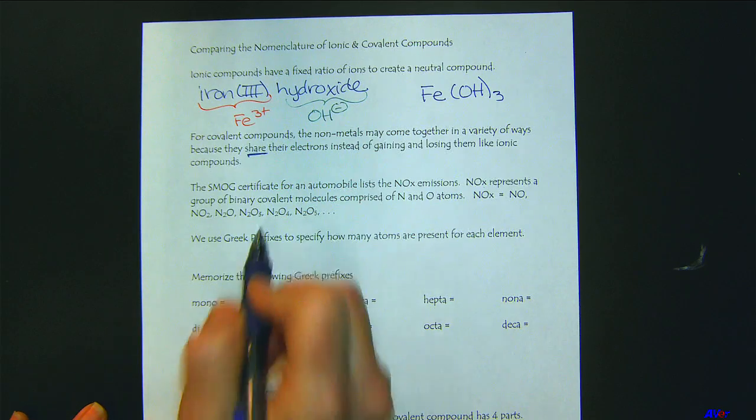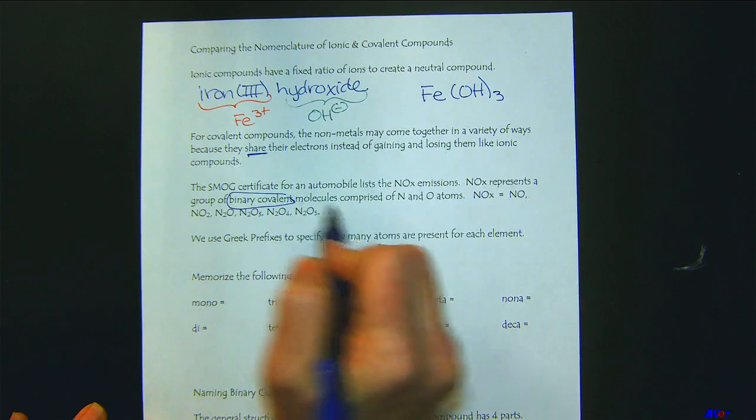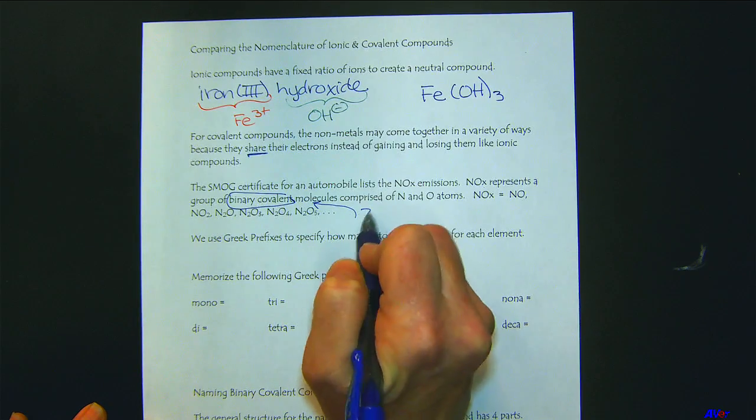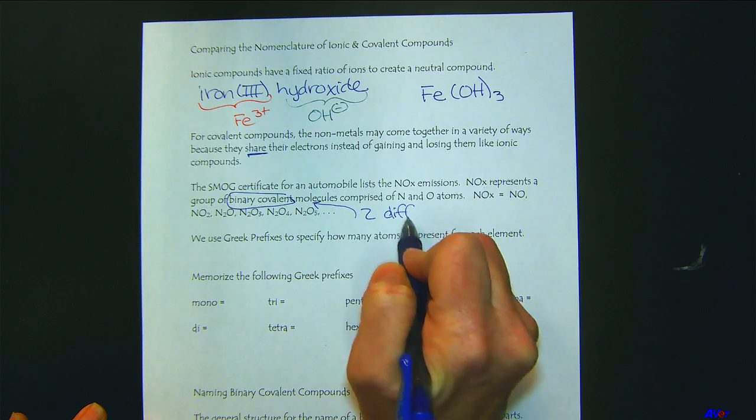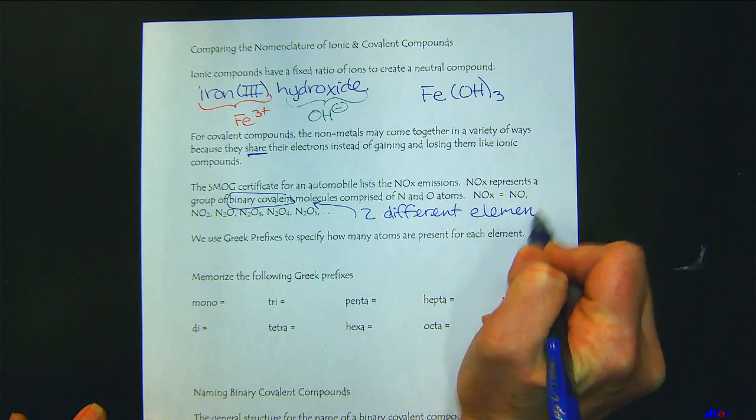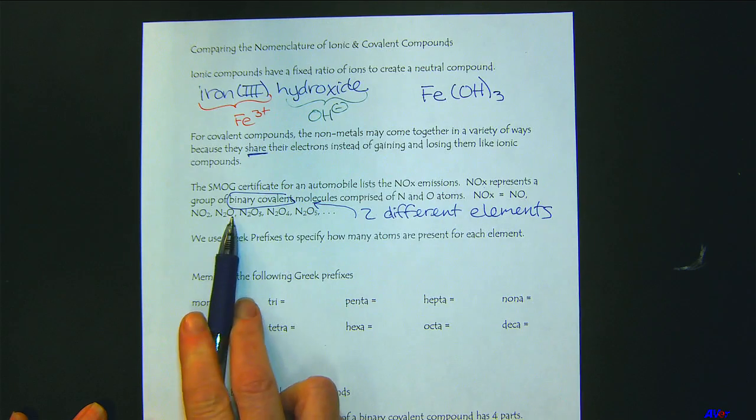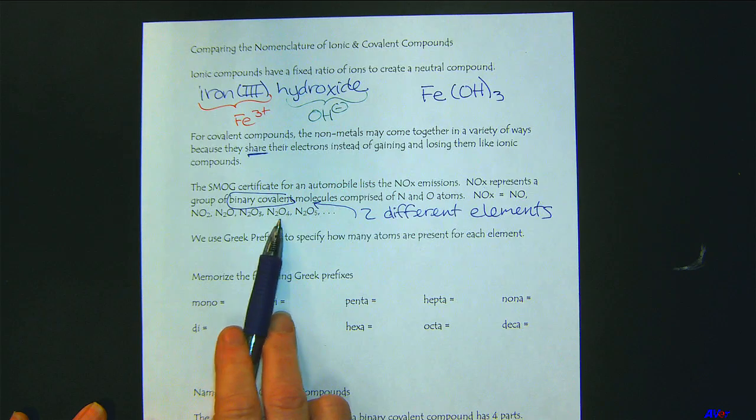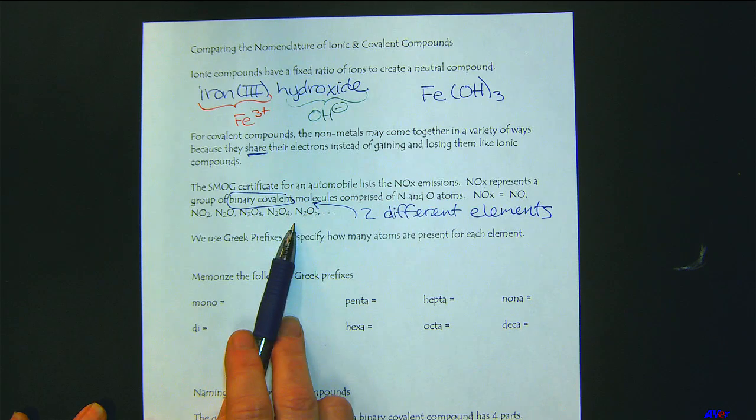So when we look at this binary covalent, now we have two different elements. The binary is referring to the number of elements present. Notice here that there's definitely more than two atoms, atoms versus elements, but there's only two elements present.